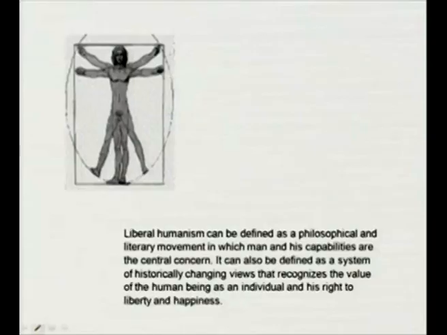Therefore, when we look into how English has been taught in universities and how the text reveals universal truth, we take it as a form of pedagogical enterprise too. Liberal humanism can be defined as a philosophical and literary movement in which man and his capabilities are the central concern.